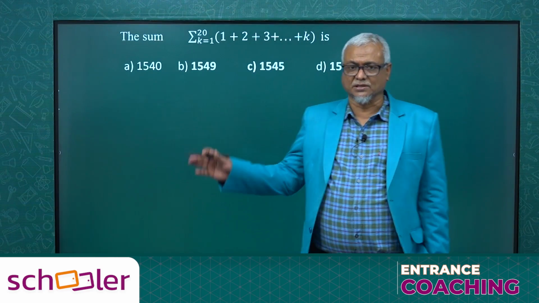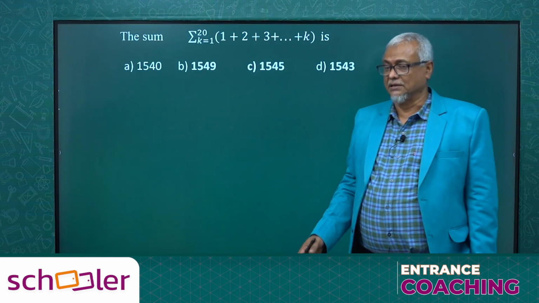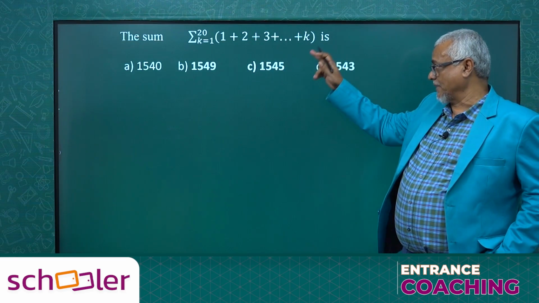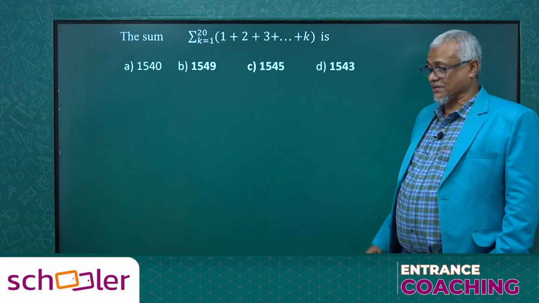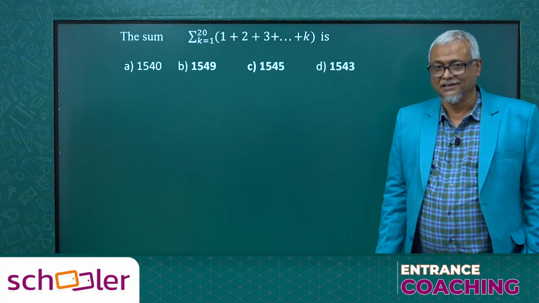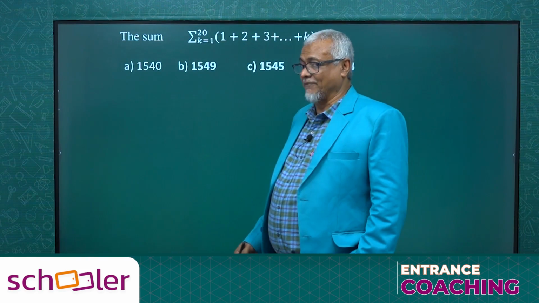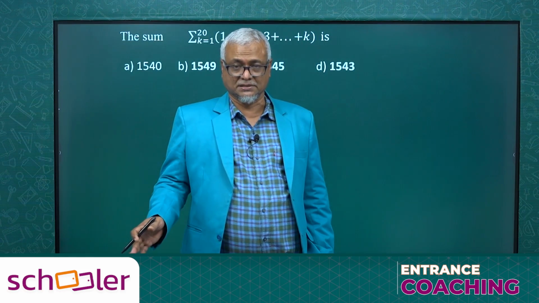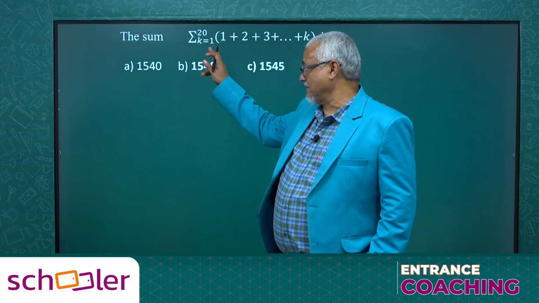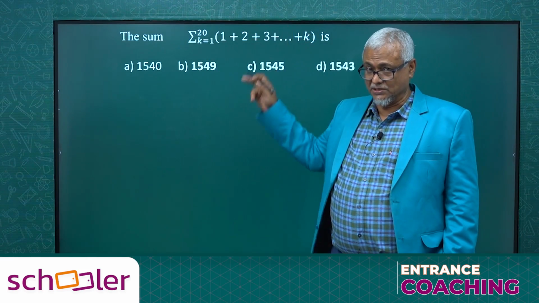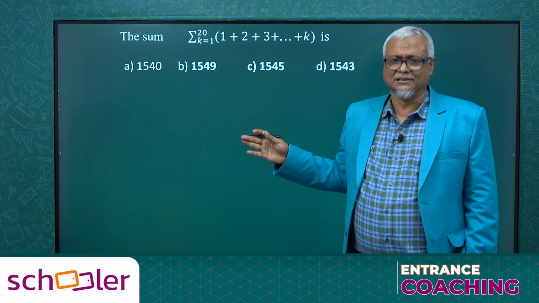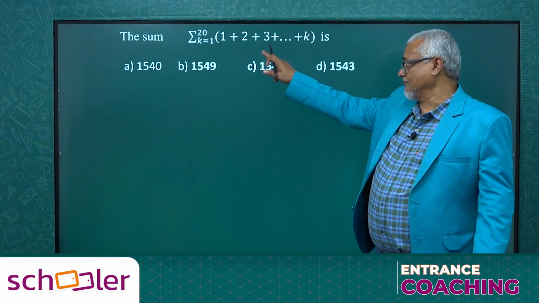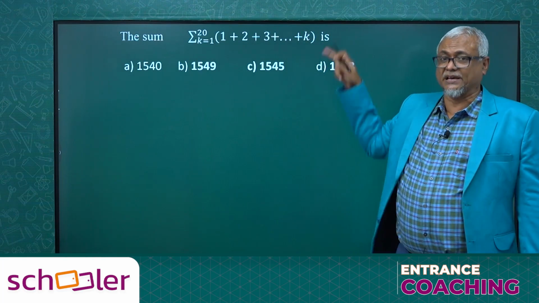What is the next question? The sum sigma k equals 1 to 20 of (1 plus 2 plus 3 plus etc. plus k). All of you know sigma xi. What is sigma xi? It is x1 plus x2 plus etc. Similarly, can we put k equal to 1 to 20 here? It's not possible here. So what do we have to do? We have to write the formula for 1 plus 2 plus 3 plus up to k.